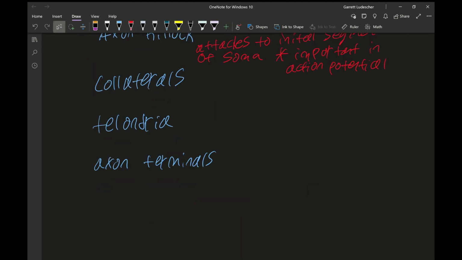Okay, and then next we have this stuff called collaterals, which are really just branches of a single axon. And then telodendria are the fine extensions of the distal axon. So those are like the tips of the axon that can connect to the postsynaptic cell.